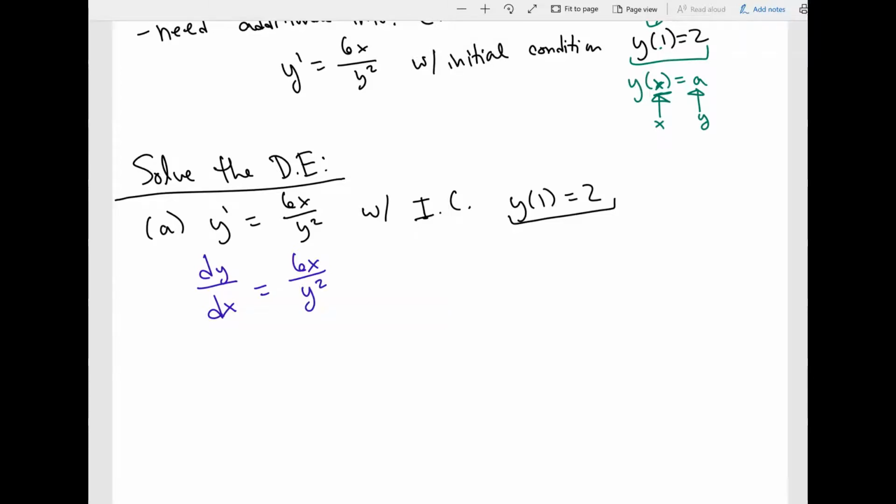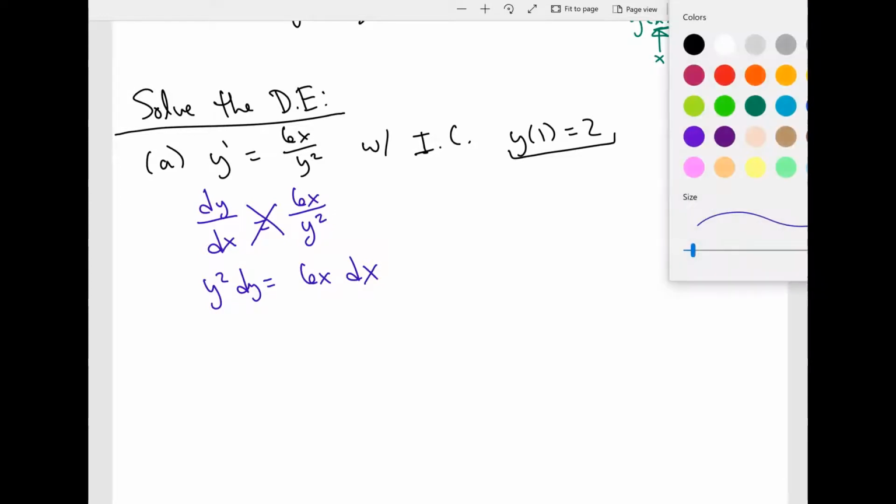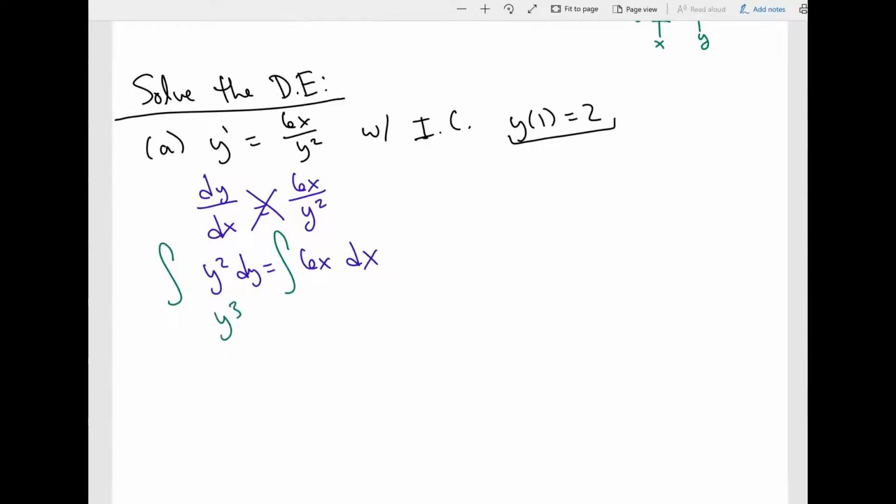Now something that we can do is cross multiply. This gives me y squared dy is equal to 6x dx. Now the next thing we want to do is take the integral, because we've already separated the variables. So take the integral of both sides. This gives me y cubed over 3 is equal to 6x squared over 2 plus c. Let me clean this up a little bit: y cubed over 3 is equal to 3x squared plus c.